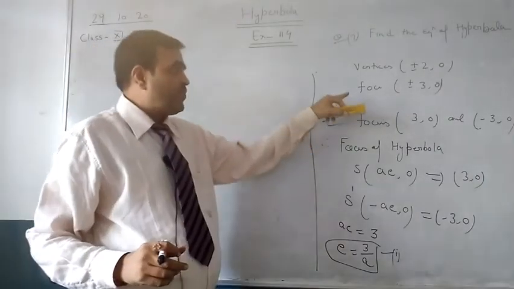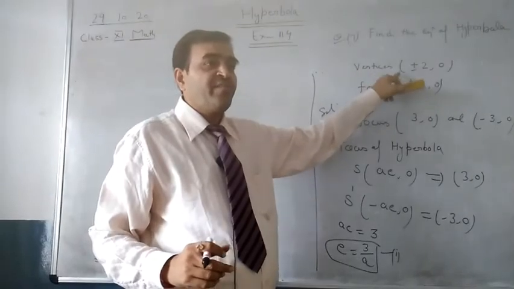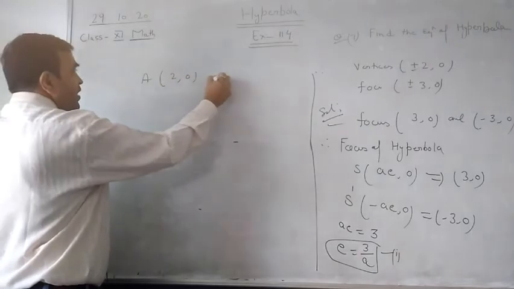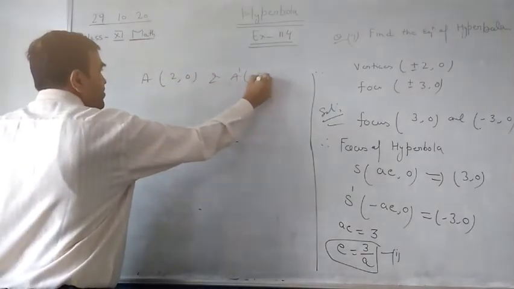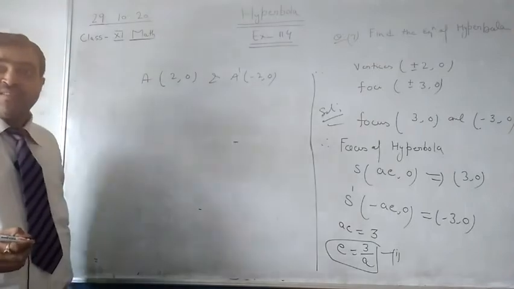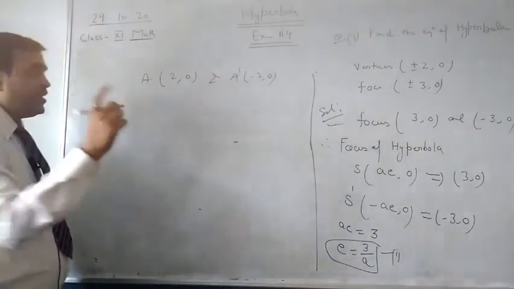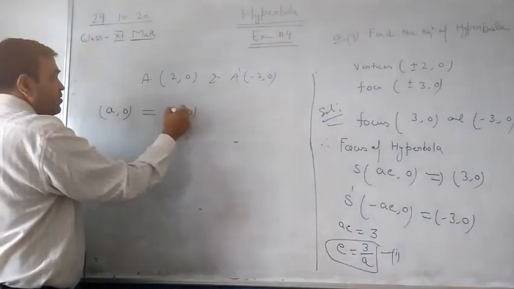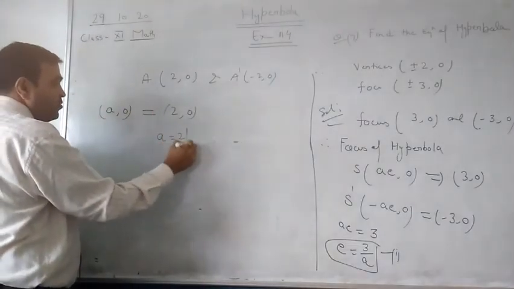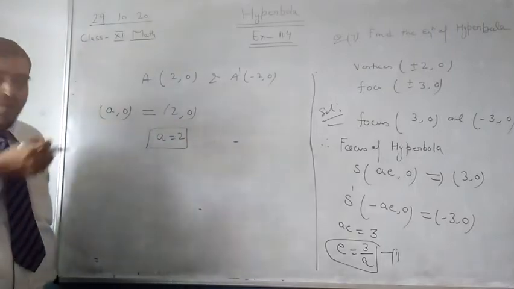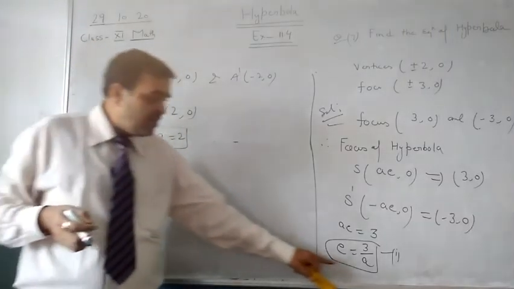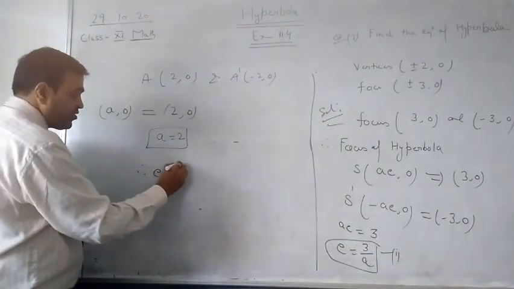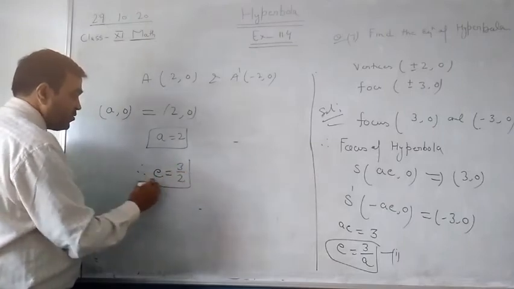Now, vertices given means vertices A is equal to 2 comma 0 and A dash is equal to minus 2 comma 0. And you know the vertices of hyperbola are a comma 0. It means a comma 0 is 2 comma 0, so a equals 2. Now putting the value of a in equation number first, we get eccentricity of the hyperbola equal to 3 upon 2.